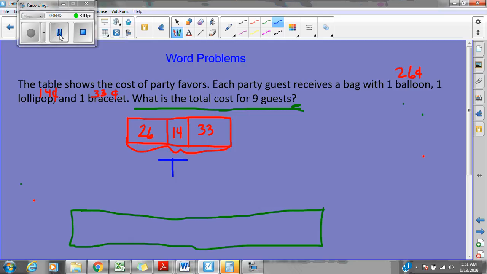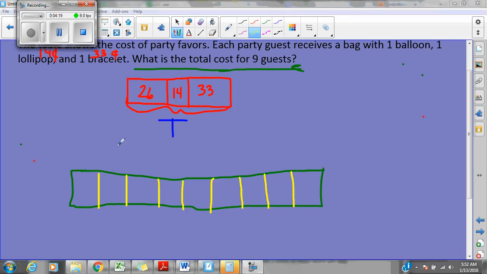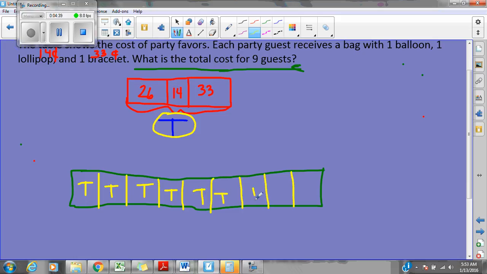Once you figure out the total, now it's time to figure out how much it costs for 9 guests. Again, I'm going to use a tape diagram, and I want you to stop and figure out with your partner how you can split up your tape diagram to show the 9 guests. I know that for each guest, the total is going to be the same. So I can split up my tape diagram into 9 equal parts, and the total that you figured out up here is going to go into each of these parts. So you're going to write the actual total that you figured out. Okay?